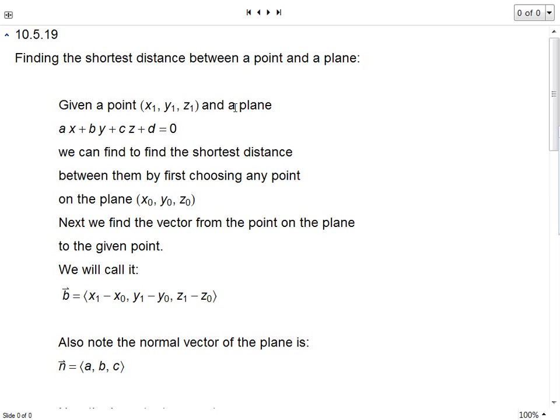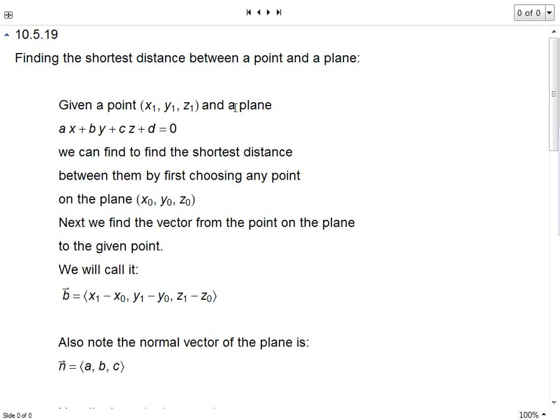All right, so you have some plane sitting out here. Where's my plane? Well, here's my plane. I have a point, I have a plane, and I want to know the shortest distance between that point and that plane. So imagine dropping a perpendicular line down onto this plane. What's that distance? Shortest one we can find.